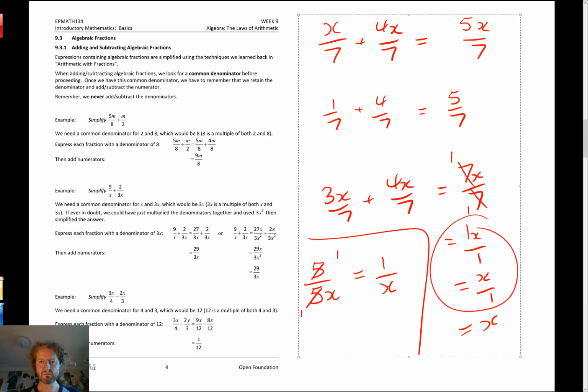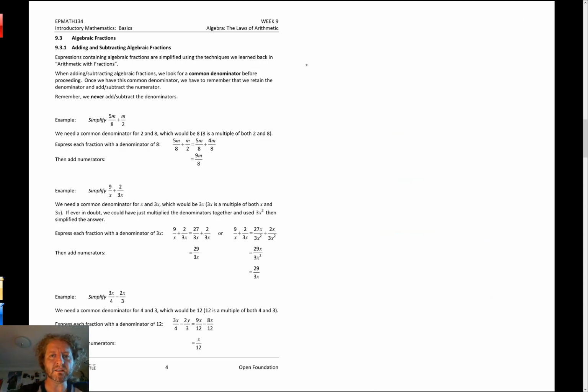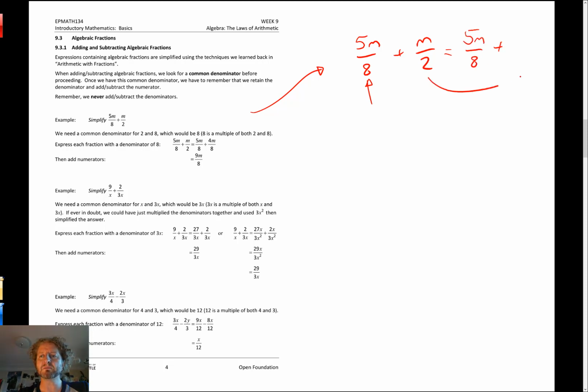So more examples. This one here, I never remember to press that button, do I? 5m on 8 plus m on 2. Well, that's not a common denominator. Don't go adding tops and all that. Remember, we need a common denominator. But my tactic was to go to the biggest one and ask if it'll do the job. In this case, the answer is yes. I can easily change a 2 into an 8. So I'm going to leave the 5m on 8 alone, but I'm going to times the 2 by 4 to become an 8. Or better, times the top by 4 as well.